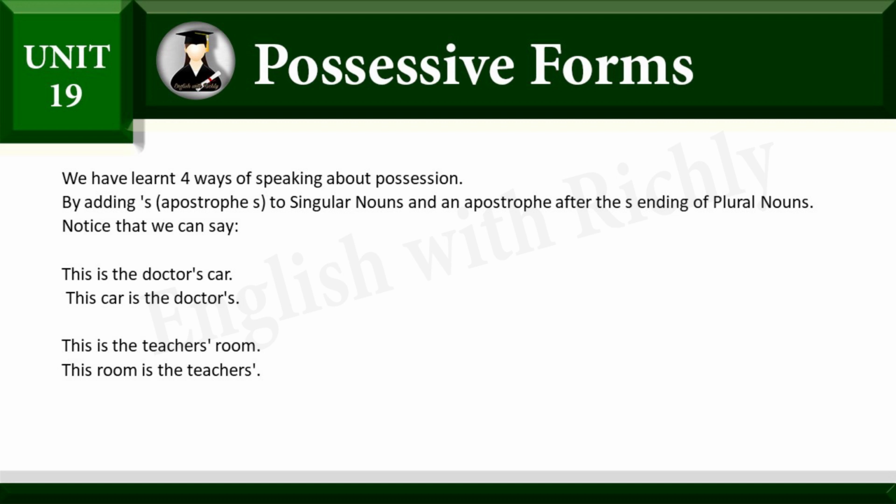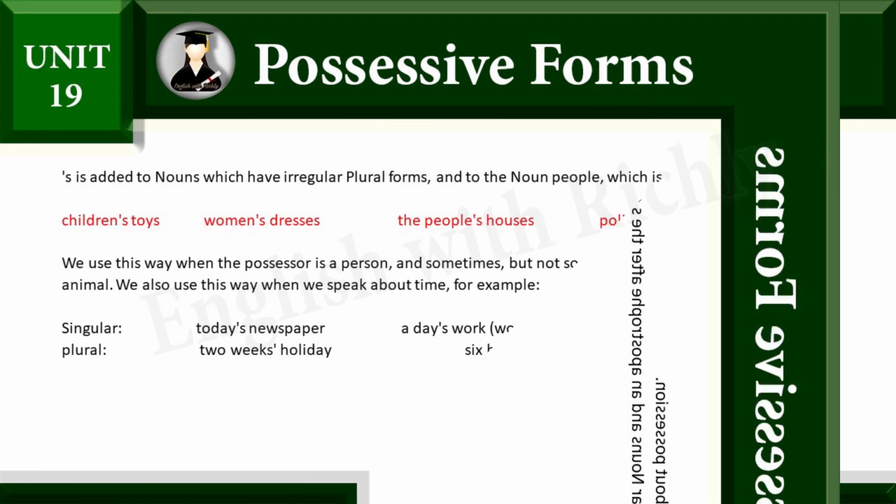Notice that we can say this is the doctor's car. Doctor apostrophe s, doctor இனுடைய car. This car is the doctor's. Doctor apostrophe s, இந்த car வைத்தியரினுடையது. அல்லது this is the teacher's room or this room is the teacher's.